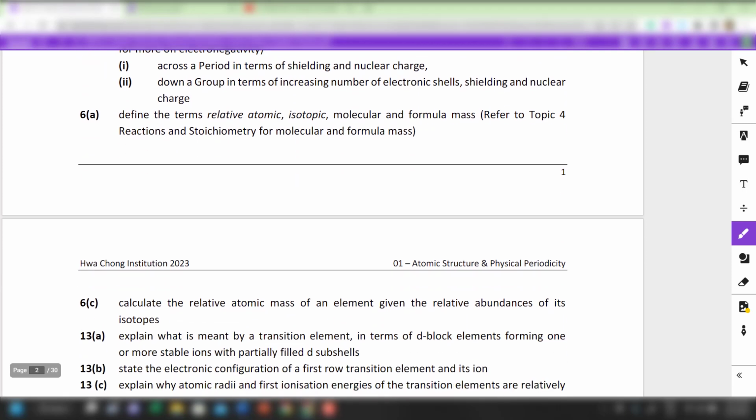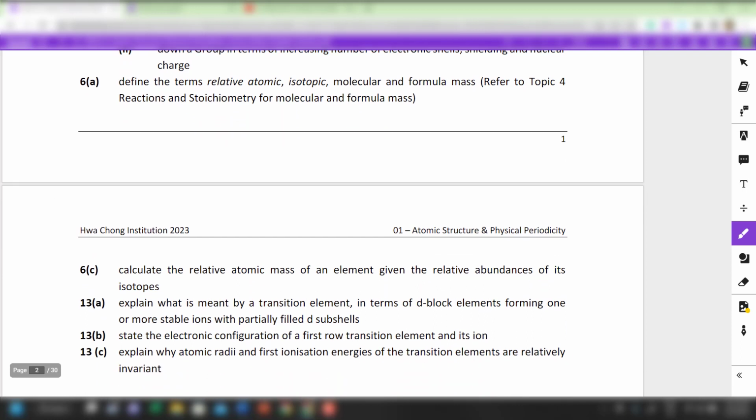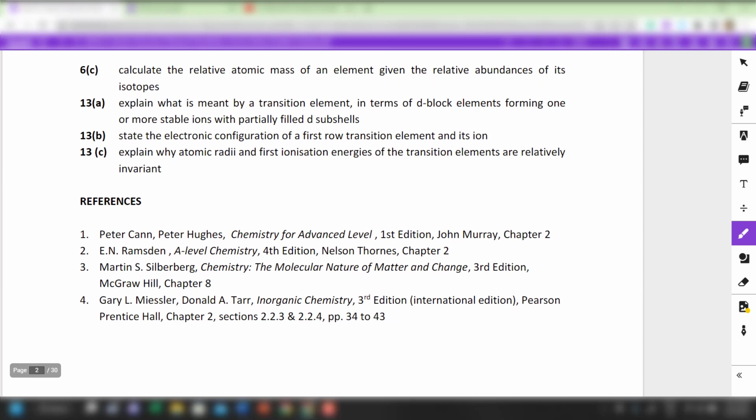Okay, so under stoichiometry, we also took out 6a and 6c, so that you're able to define what is relative atomic, isotopic, molecular, formula mass, etc. So these are things which we thought that it's better to be covered under this chapter. We also took out 3 learning objectives from transition elements.